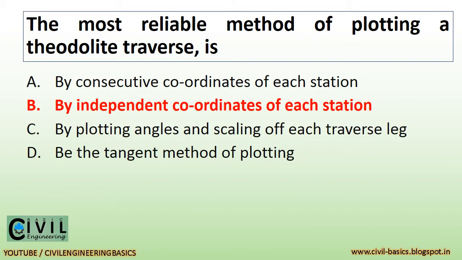The most reliable method of plotting a theodolite traverse is by independent coordinates of each station.